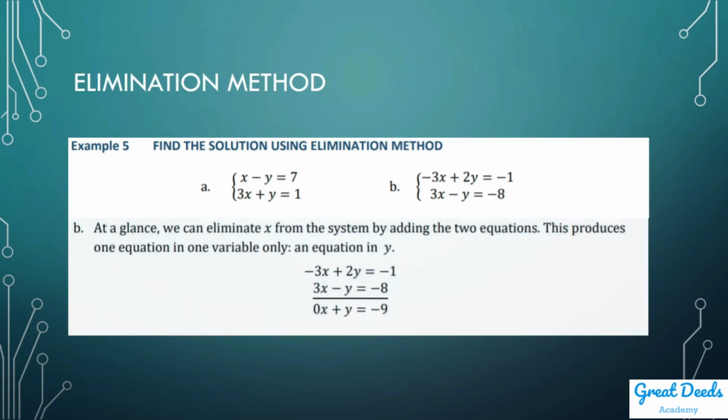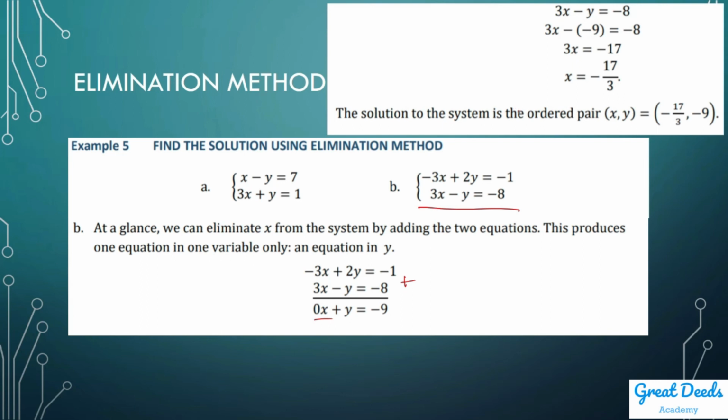How about letter B? So here, by adding the two equations, you can eliminate x right away. And so this becomes 0. 2y plus -y is y. -1 plus -8 is -9. Y is equal to -9.